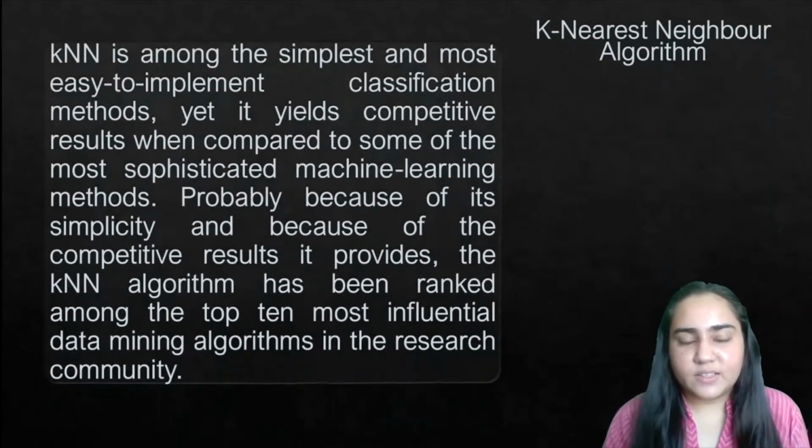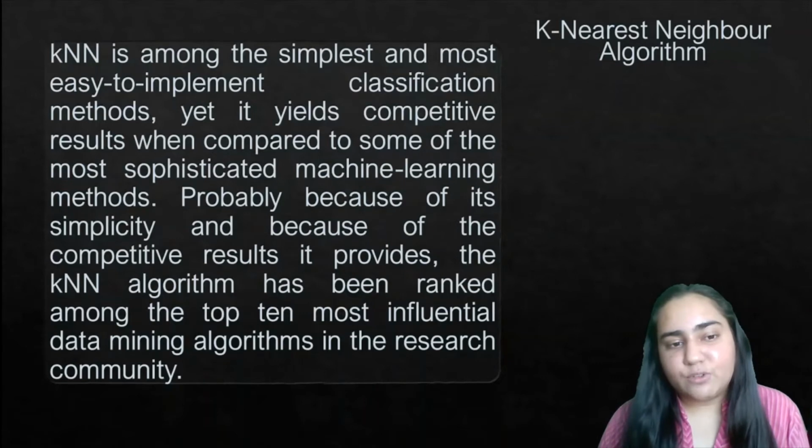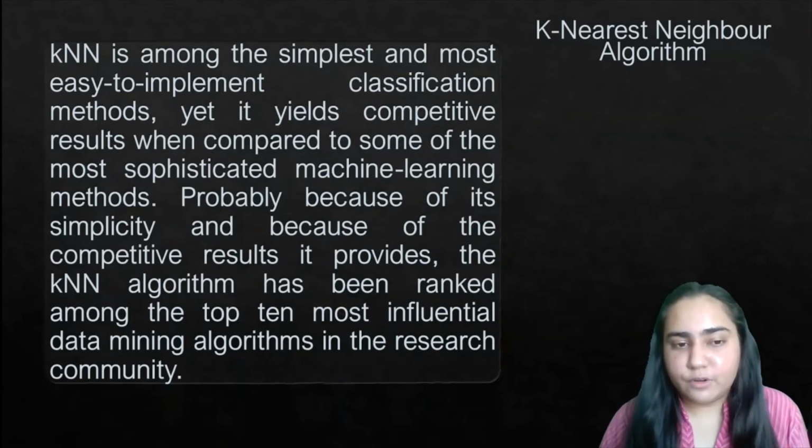Now, kNN is among the simplest and the easiest to implement classification methods, and it yields competitive results when compared to some of the most sophisticated machine learning methods. Even though it is so simple, it can give you quite good accuracy compared to other machine learning algorithms. And it's probably because it's so simple that it provides these competitive results. And that's why it has been ranked among the top 10 most influential data mining algorithms in the research community.